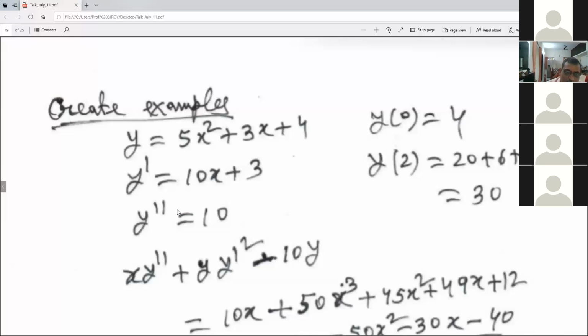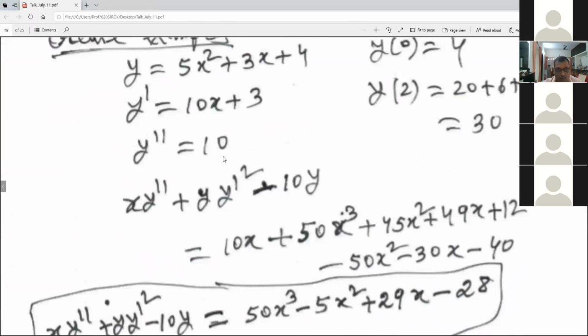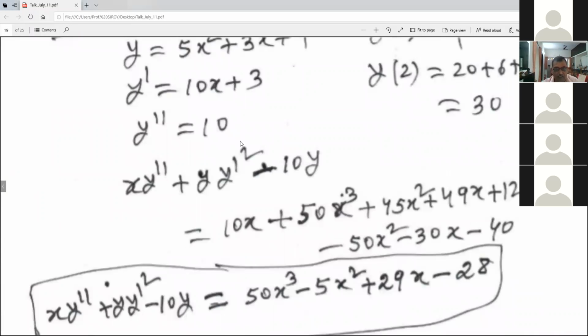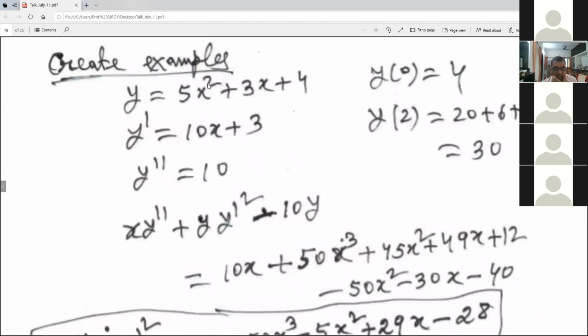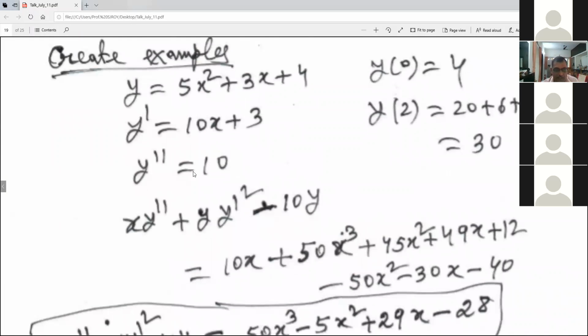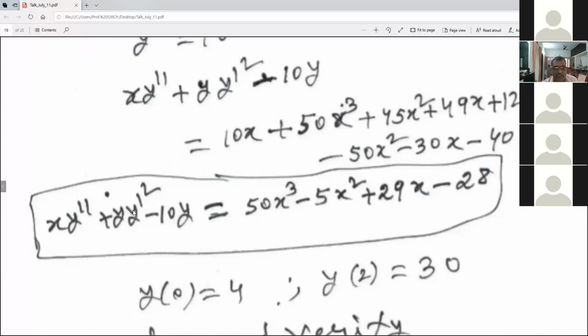Because you write y double dash plus 5 and some x will come. Then you solve by particular integral, and see whether you are getting back the same solution. So this is a little complicated because you are taking an arbitrary solution. You take a second order or third order function, then you create a second order equation and then you solve. So now, you see, I have created a second order equation, x y double dash. This you cannot solve analytically.